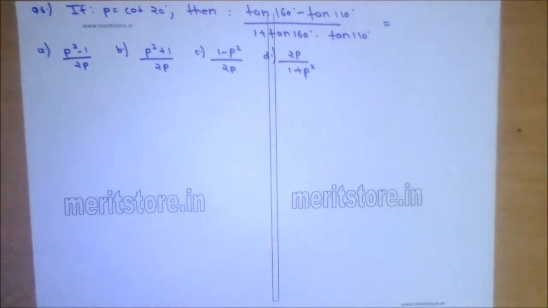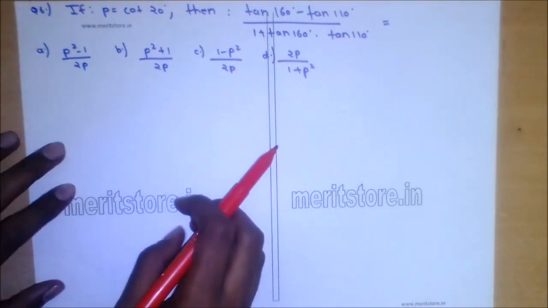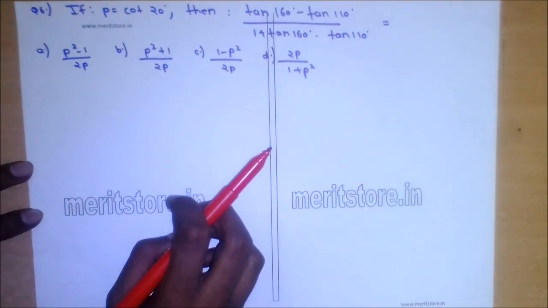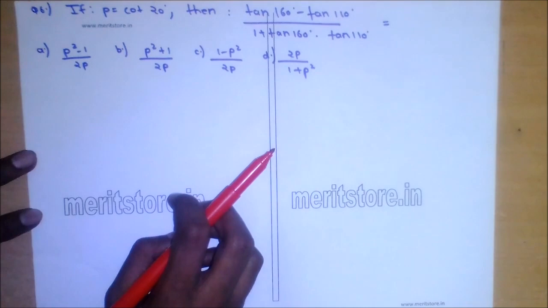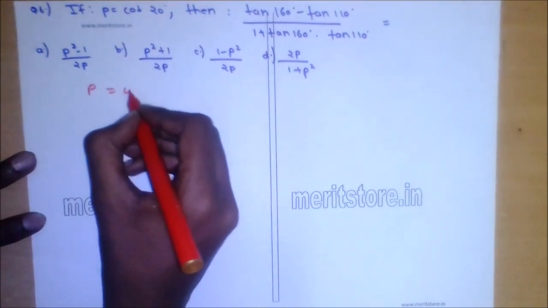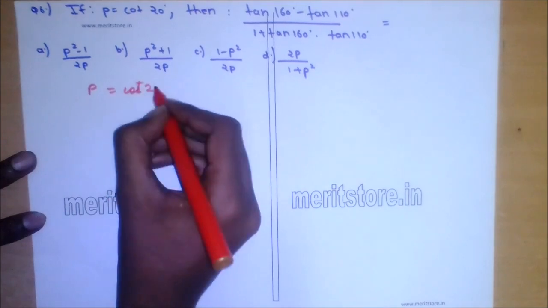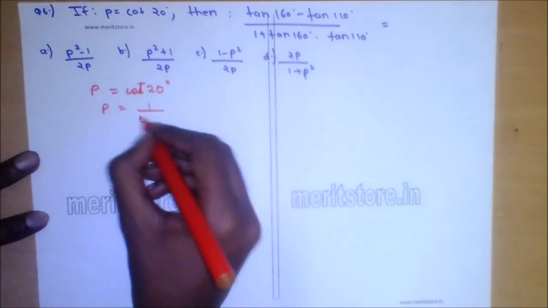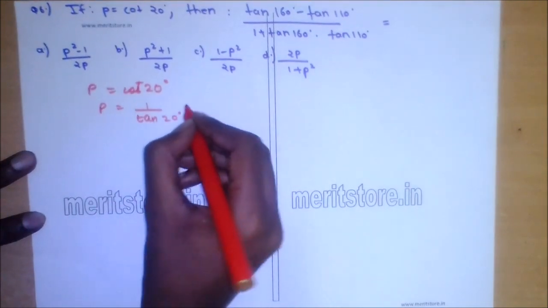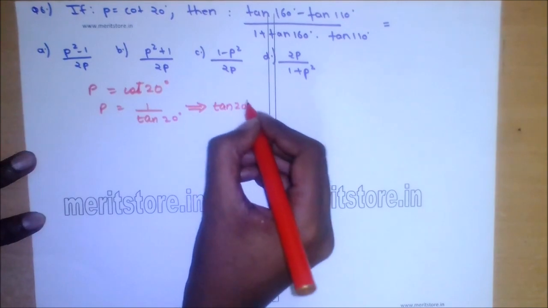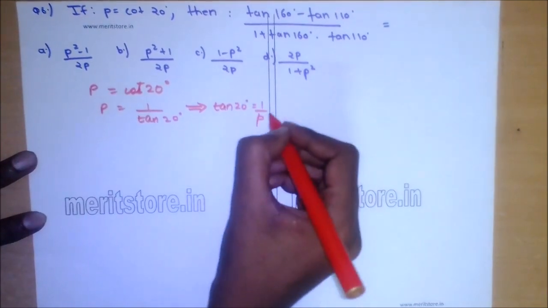If p equals cot 20, then we have to find the value of tan 160 minus tan 110 divided by 1 plus tan 160 into tan 110. And these are the options. So first, p equals cot 20 degree. That is, p equals 1 upon tan 20 degree. So we can say tan 20 degree is 1 by p.